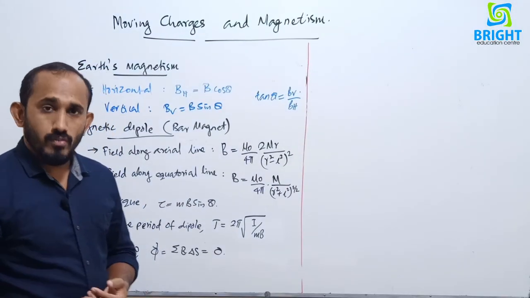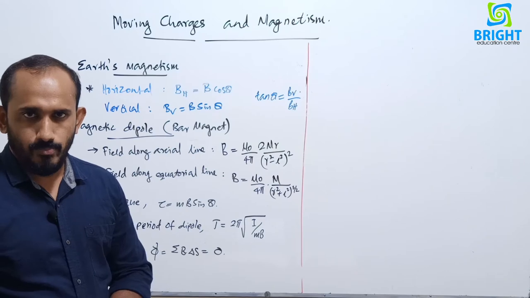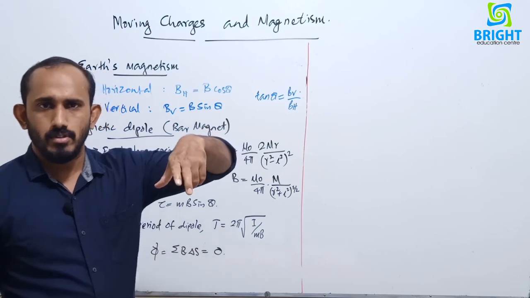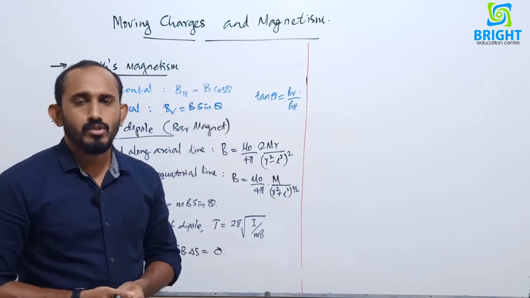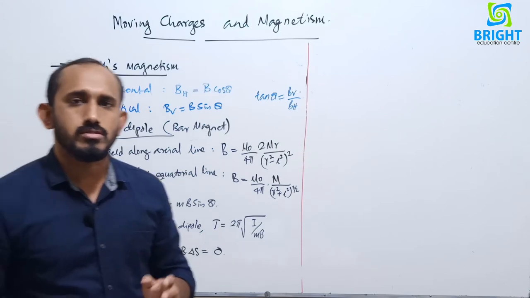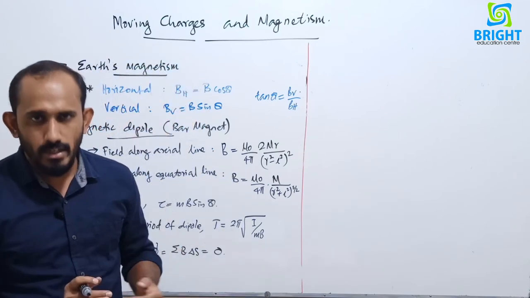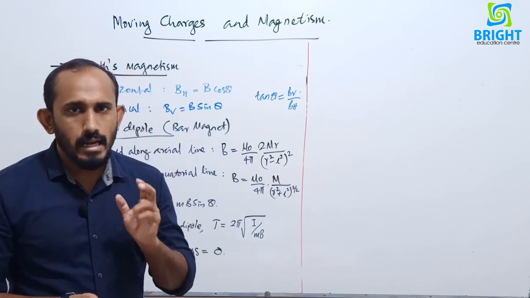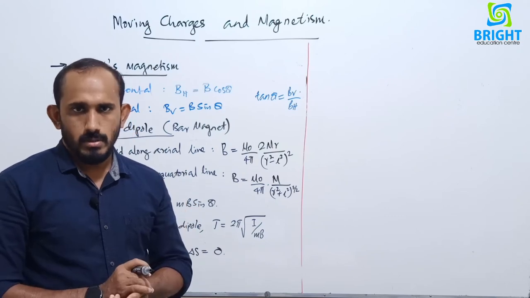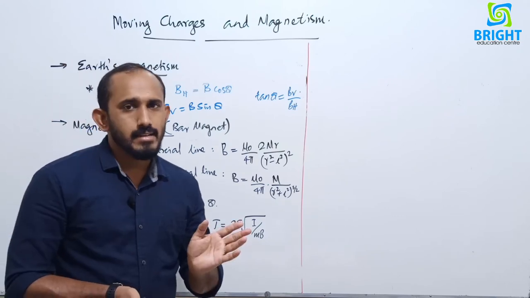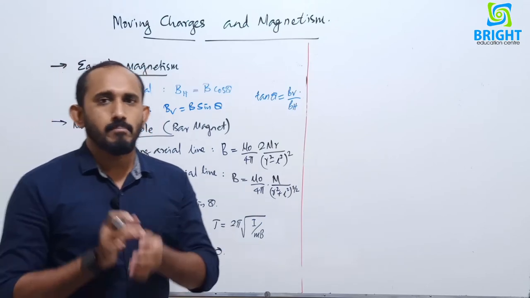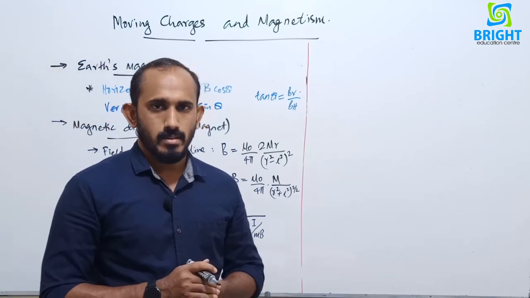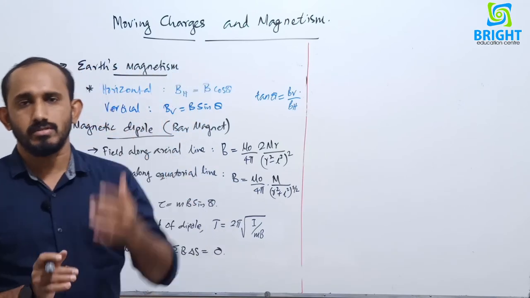What is Earth's magnetism, and which components should you take care of? We have a concept that whenever you keep a bar magnet freely suspended anywhere, it always aligns in the geographic north-south direction. It is believed that this is because the Earth has a magnetism in which the geographic north and south poles have magnetic south and north poles. Like the magnetic south pole is there in geographic north, hence the bar magnet always aligns towards the south.